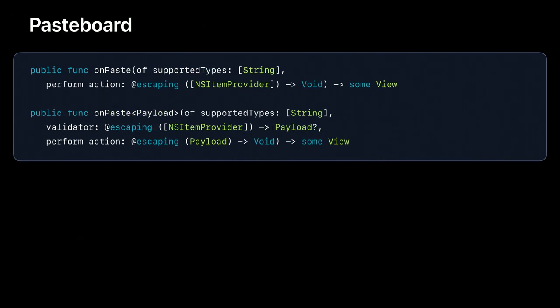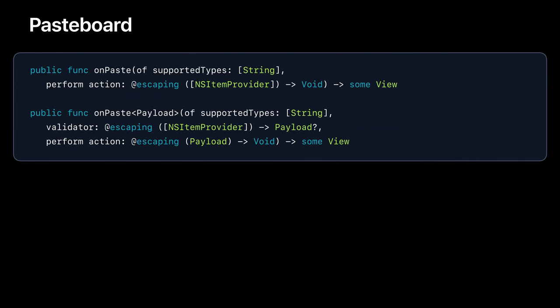We also use item providers with the pasteboard. So if you want to accept a paste command, for example, you can use the onPasteCommand modifier. Similarly to the onDrop modifier, you supply an array of universal type identifiers that you can accept. And when the user pastes on your view, we will go ahead and provide you an array of item providers.